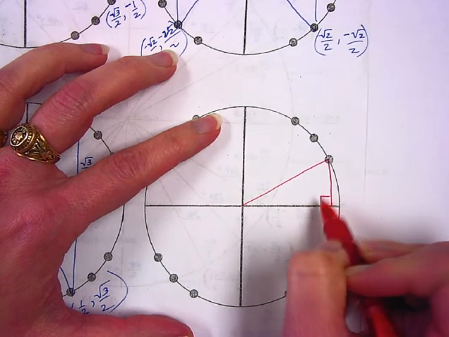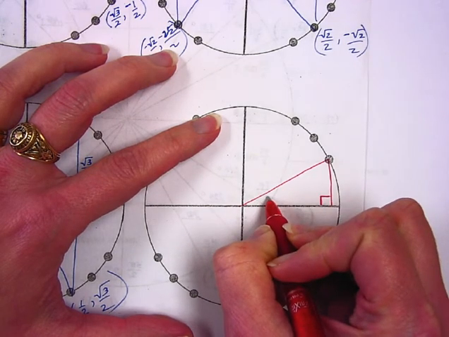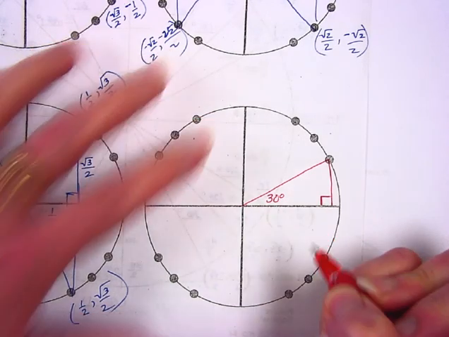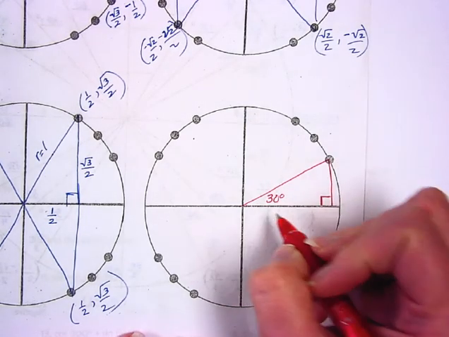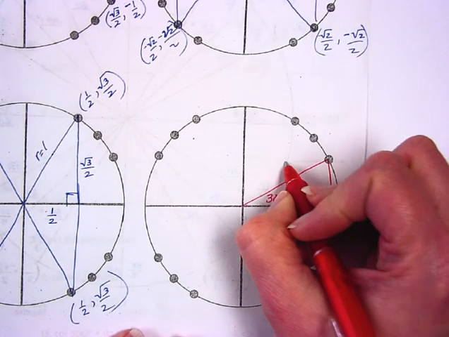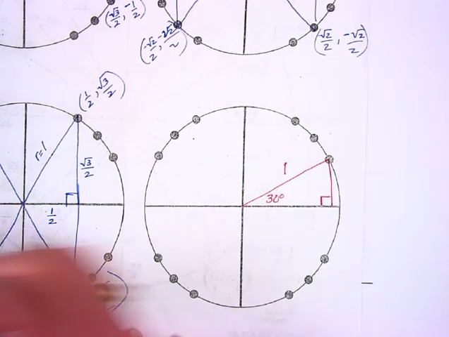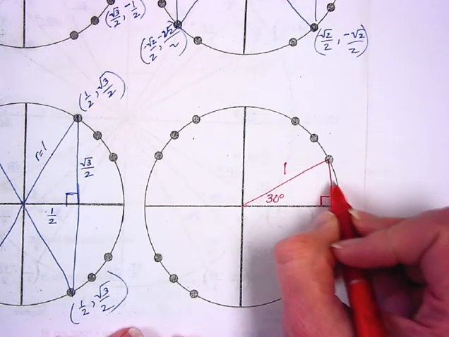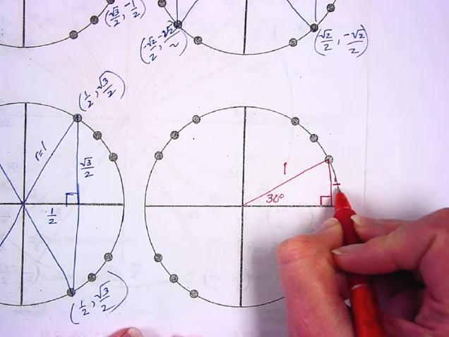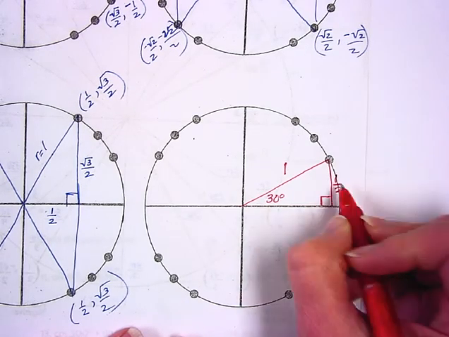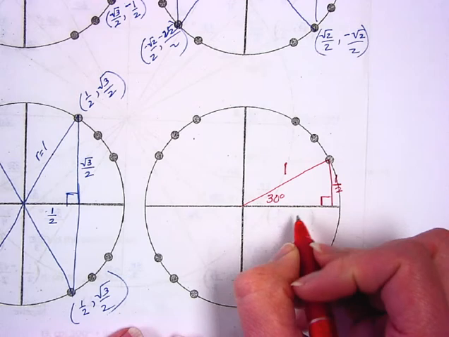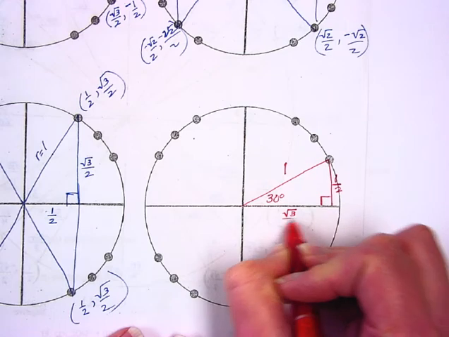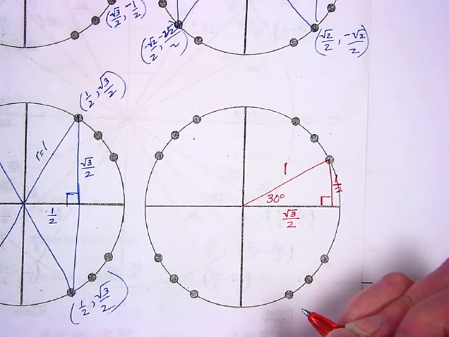So what angle is this? A 30-degree angle right here. All right, so on our unit circle, what's the radius? So what's the hypotenuse? 1. Okay, so a 30, 60, 90 triangle. How do we get from the hypotenuse to the short leg? Divide by 2. So the short leg is 1/2. And how do we get to the long leg? Multiply by square root of 3. So the long leg is how much? It's from the small leg, so square root of 3 over 2. All right, so those are our 3 lengths that we have on here.